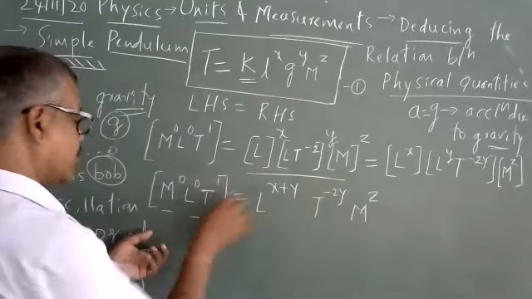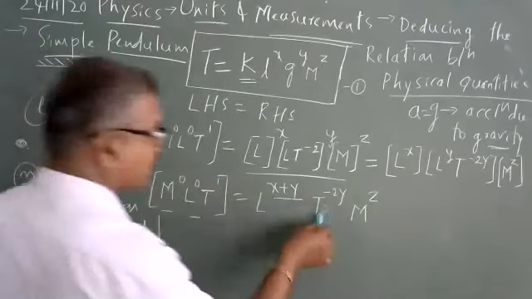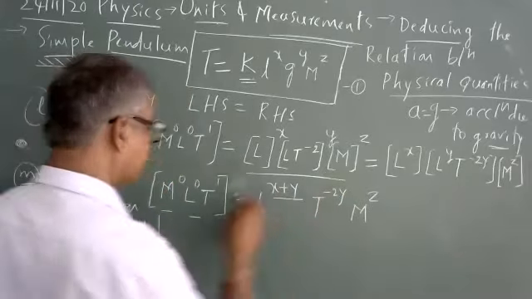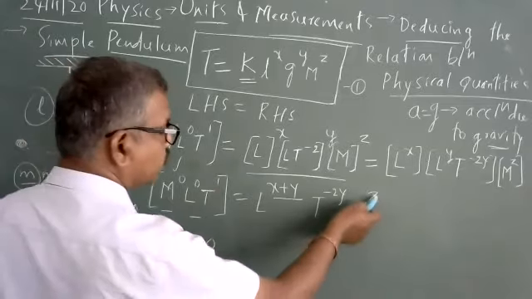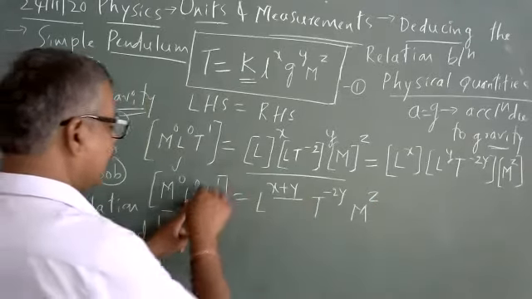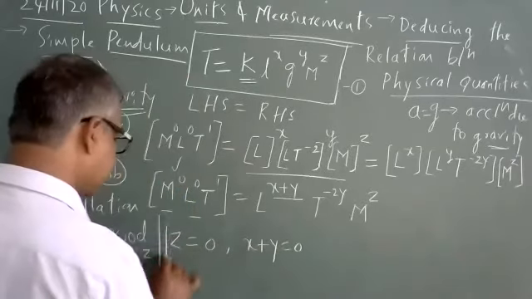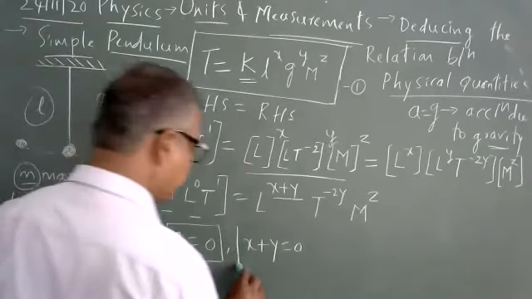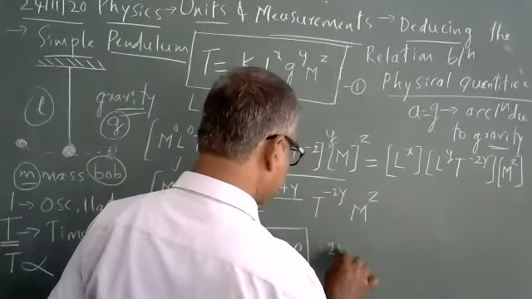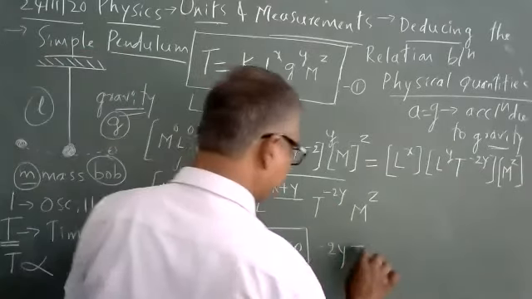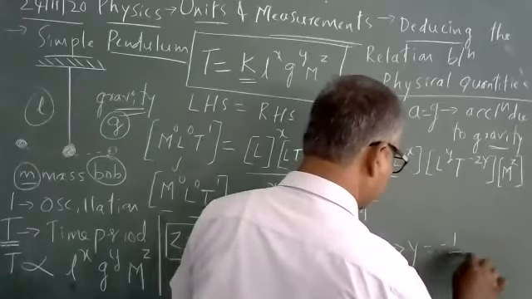Looking into the powers, these powers are equated. For L, x plus y equal to 0. For T, minus 2y equal to 1. For M, z equal to 0. M raised to 0 means M raised to z, so z equal to 0. L raised to 0 means L raised to x plus y, so x plus y is equal to 0. The first relation I got, the z value I got, then x plus y equal to 0. Then finally minus 2y equal to 1. This implies y equal to minus 1 by 2.